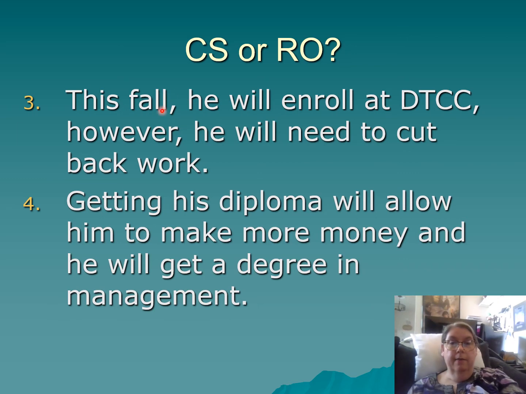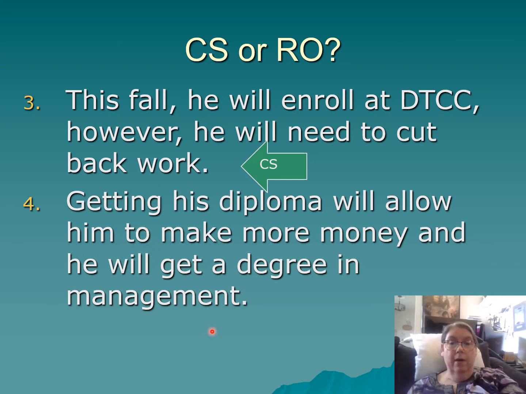So again, I have a comma here, but this is not a sentence. Here's the sentence. He will enroll at Durham Technical Community College, comma. However, comma. However is a conjunction that requires a semicolon, and since the writer used a comma, this makes it a comma splice.